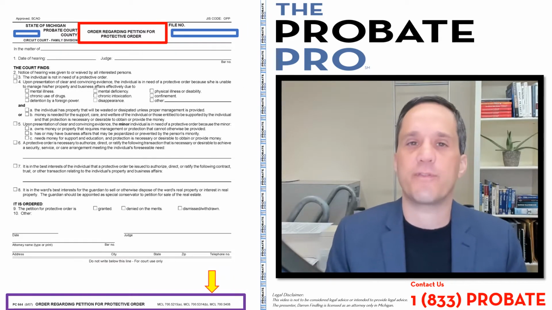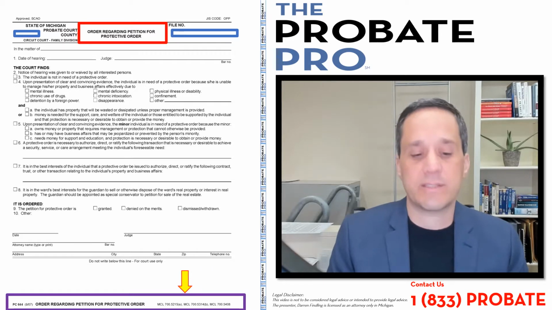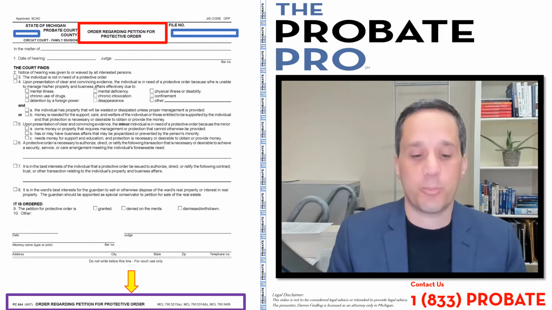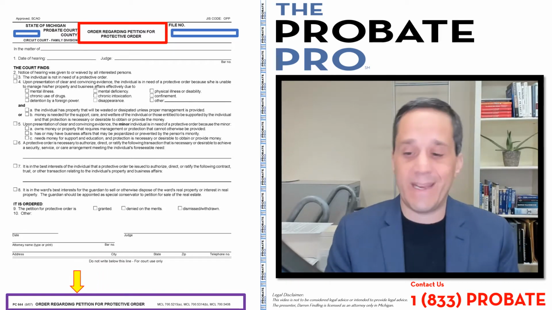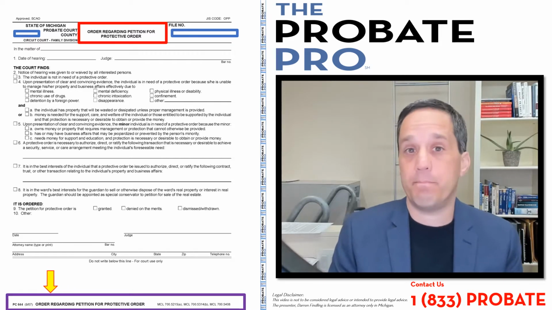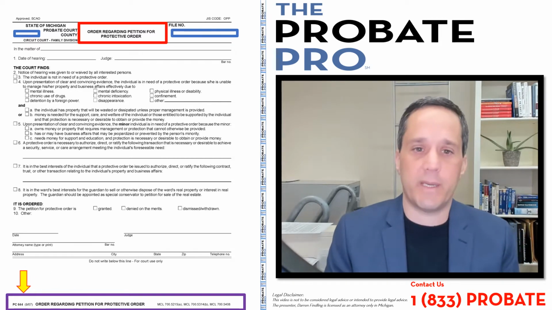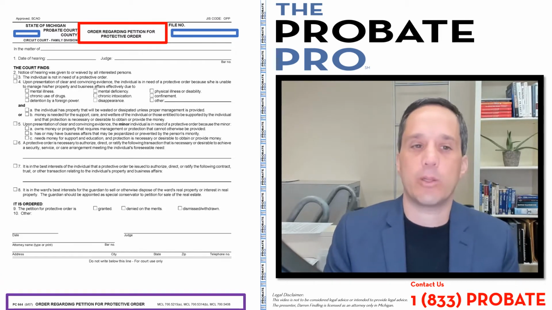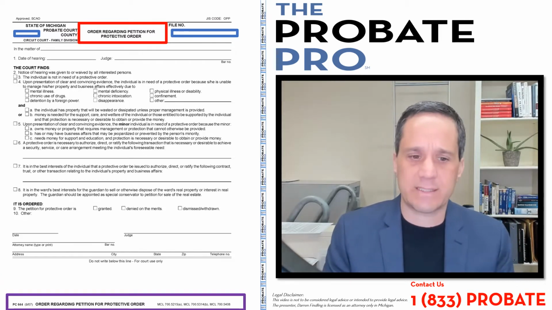And as you can see from the floating yellow arrow, MCL 700.5215 and MCL 700.5314 and MCL 700.5408. These numbers may not be really meaningful to you, but this is why you really should be working with a skilled, competent probate lawyer to navigate through these types of processes.